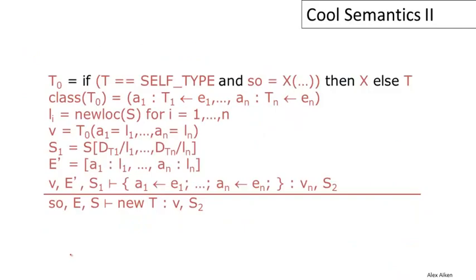At this point, we're ready to actually define the formal semantics of new T. And let me switch colors here. So we're going to be allocating a new object of type T, and it's going to be in a context with self-object S0, environment E, and store S.